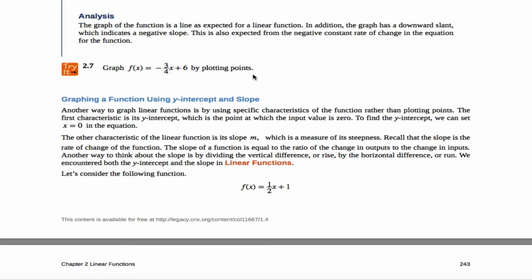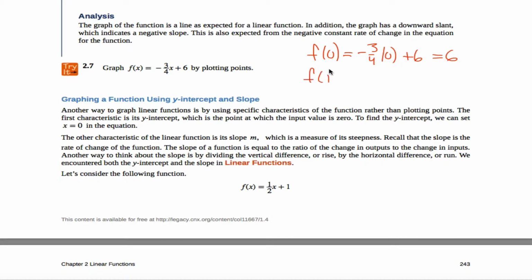And plotting points, all you do is throw a couple of numbers into the function, your choice. I like to throw in easy numbers, like, I don't know, 0 maybe. If you throw 0 into this machine, you'd say, well, I got negative 3/4 times 0 plus 6, but negative 3/4 times 0 is 0, and 0 plus 6 is 6. So when I put 0 into this thing, 6 comes out.